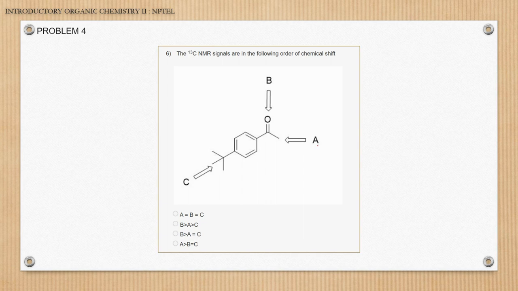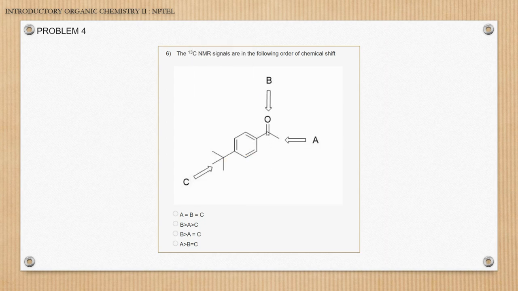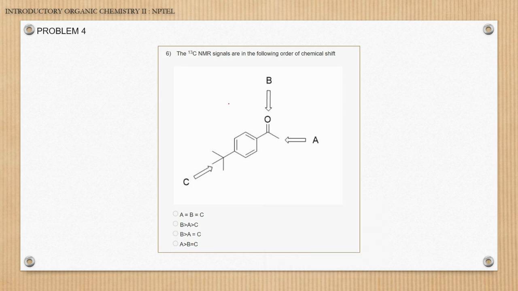Coming to part A, here they are asking about the methyl that is attached to the carbonyl group. In B, they are talking about the carbonyl group chemical shift value. And in C, they are talking about the aliphatic CH3 groups. So can anyone tell me which among these three will have the highest chemical shift?